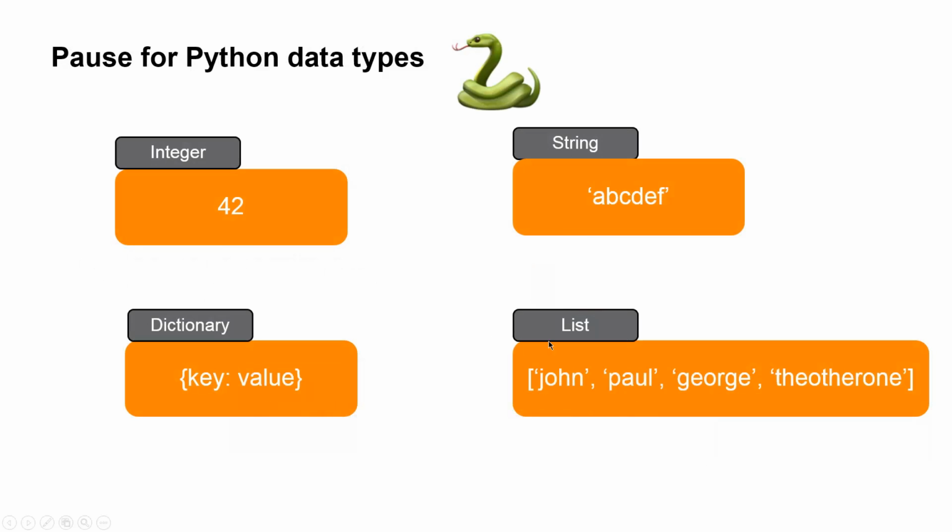Fine. Another one that we've got is a list. This list can be a list of integers, or it can be a list of strings. This is where we have the square brackets, and this is a list of strings. So we've got John, Paul, George, and the other one. Okay, so that's a list, right? So we've got integer, string, dictionary, list.